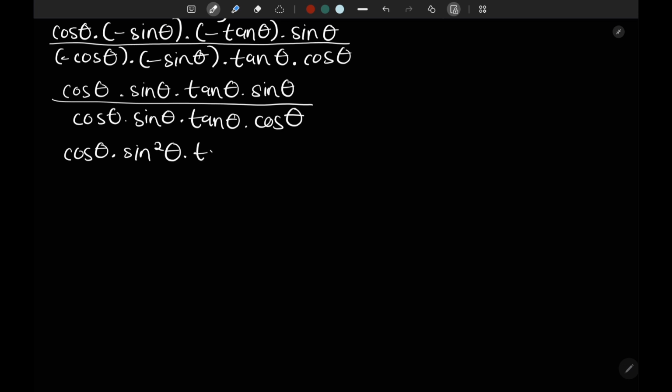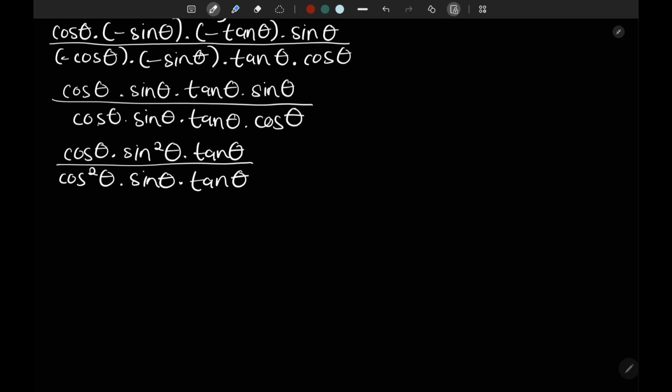And what are we left with? tan theta. All over, we have cos theta. Do you have another cos theta? Cos and cos. So this becomes cos squared theta. Cos squared theta multiplied by, we have sine theta multiplied by tan theta. So we can just rewrite this as sine theta. What are you left with? tan theta. We multiplied all our trig ratios.